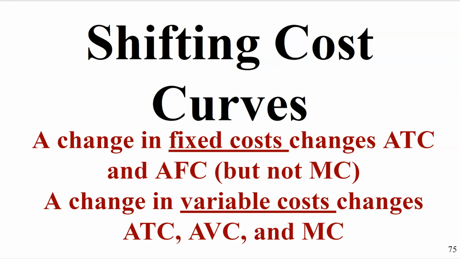Fixed cost is changing ATC and AFC, again, because the fixed costs, just like the lump sum tax, are changing your average total cost and your average fixed cost, but it's not going to affect marginal cost. Only variable costs would do that. And again, more on that in Krugman if you want to delve down into the details, or email me if you have questions.